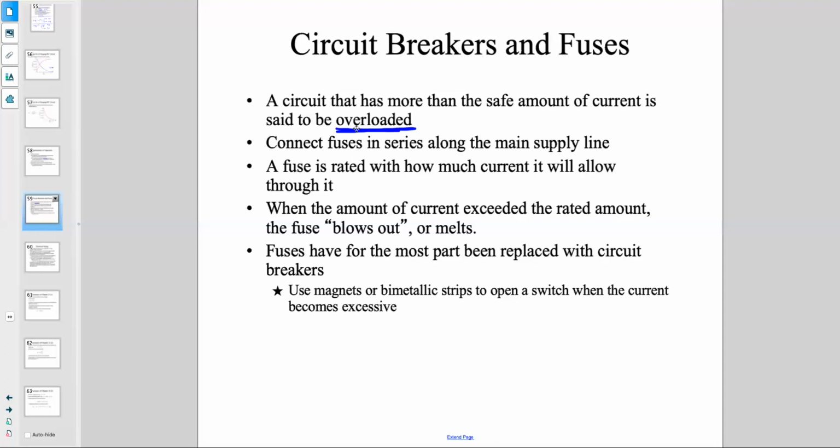There is a certain safe level of current inside the circuits in our houses, and if it goes past that, we have fuses or circuit breakers that can break the current and prevent harm to the circuits, or prevent fire and things like that.